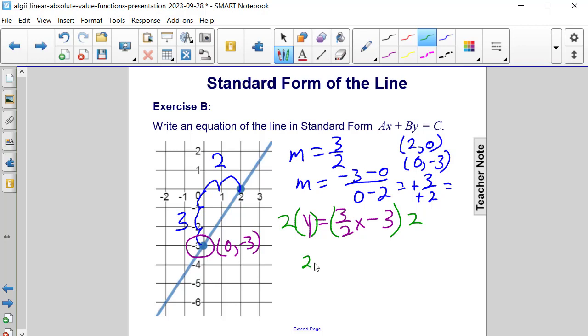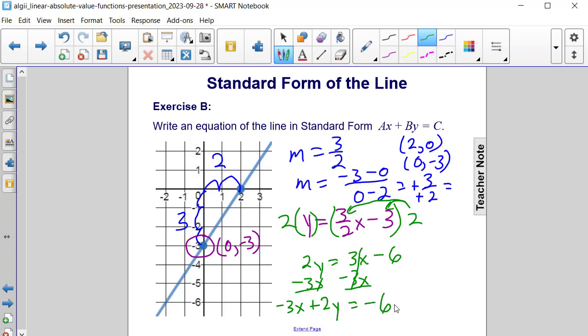So we will have that 2y is equal to, and remember we need to distribute the 2 through, 3/2 times 2 will be 3, and then we have minus 6. Now, I usually like solving for my variables on the left, so I'm going to subtract 3x from both sides. And when we do that, we will get negative 3x plus 2y is equal to negative 6.